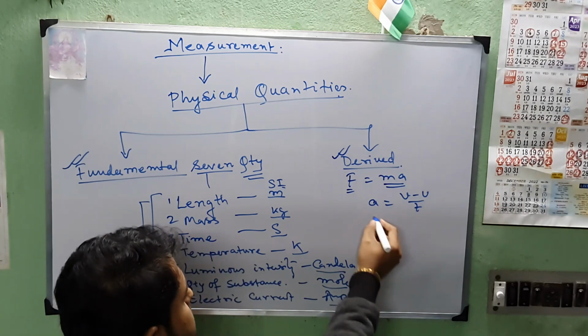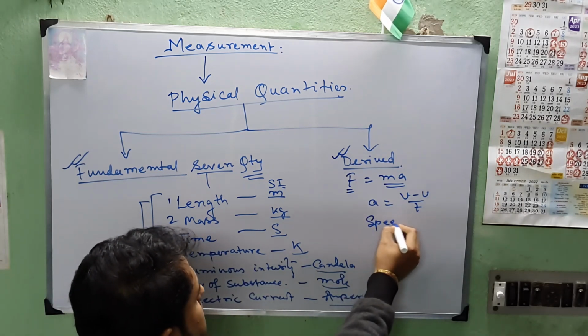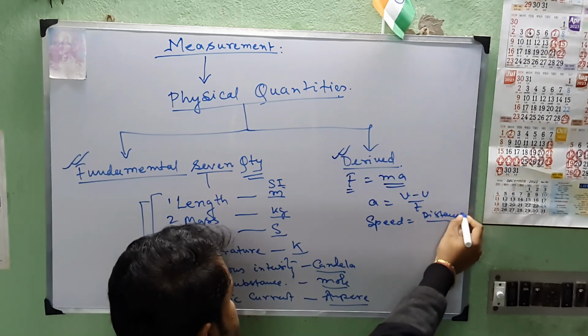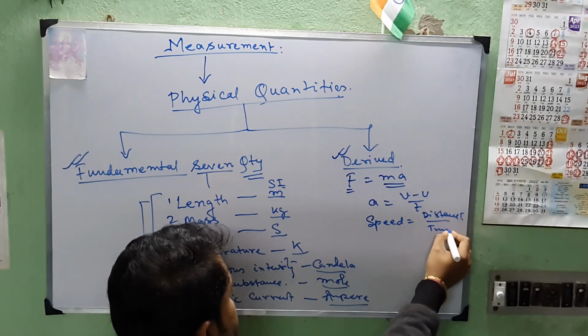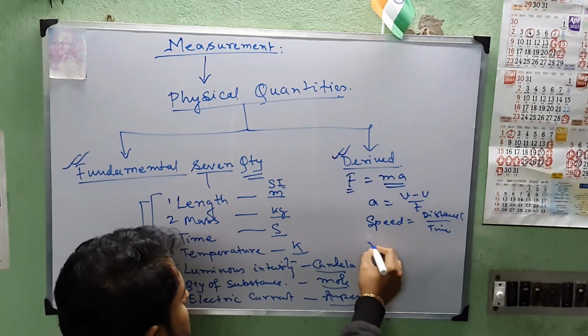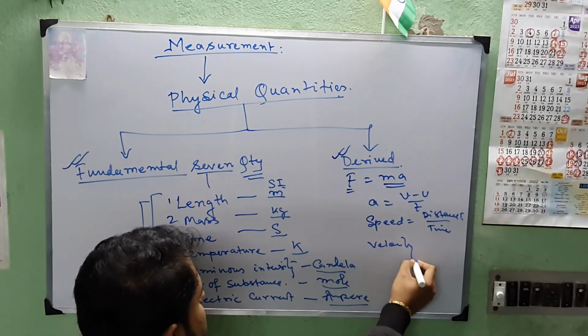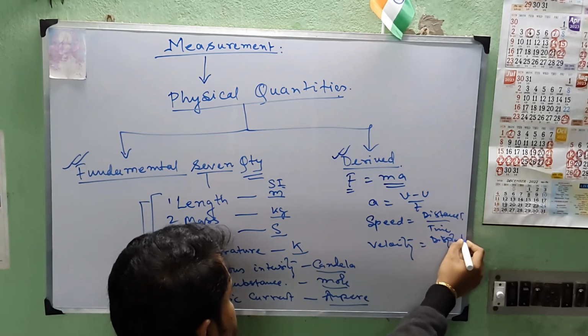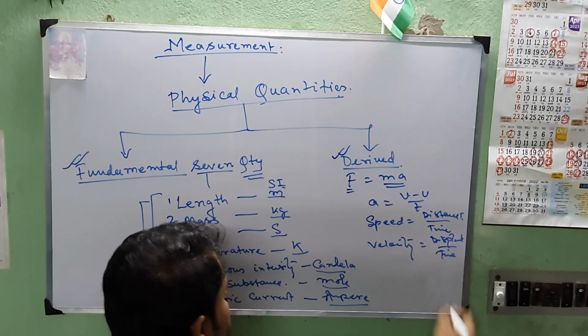So speed is distance traveled by time, and velocity is displacement by time.